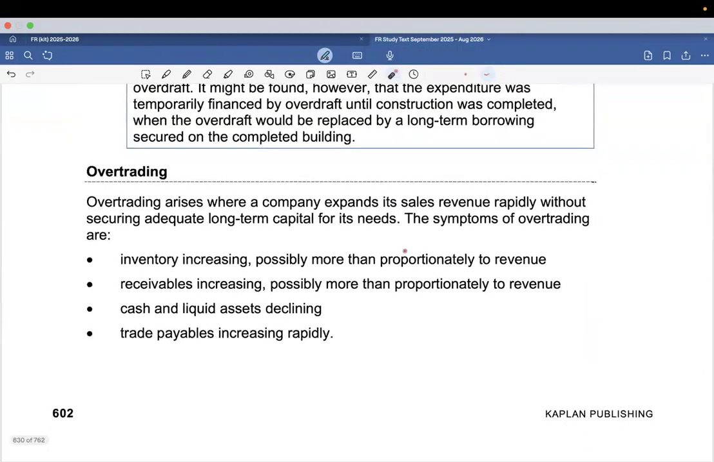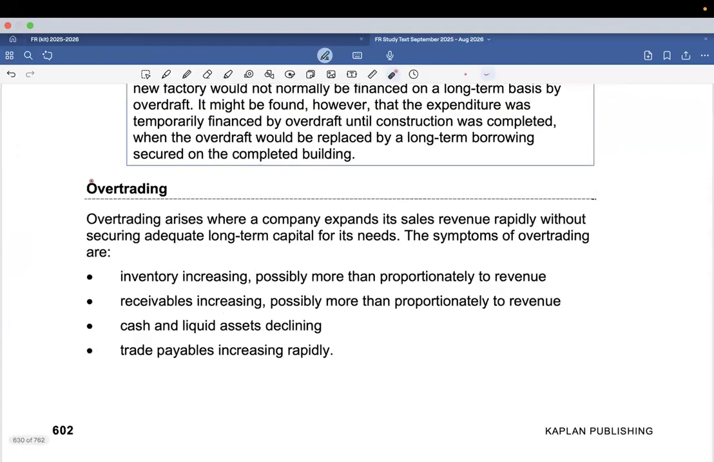Now, overtrading. Overtrading is when a company is expanding its sales revenue without any plans or without any structure to its long term capital.